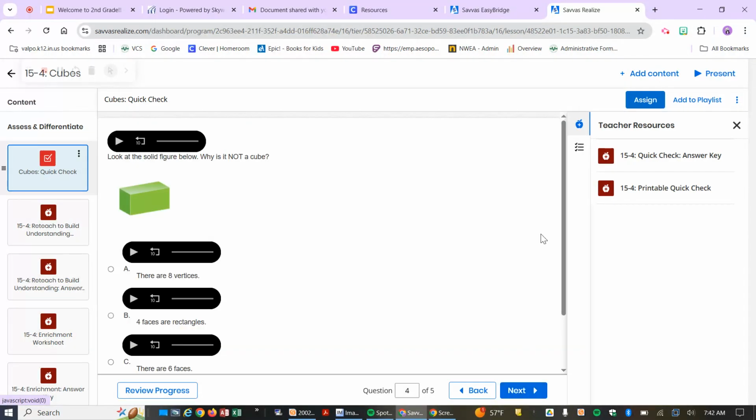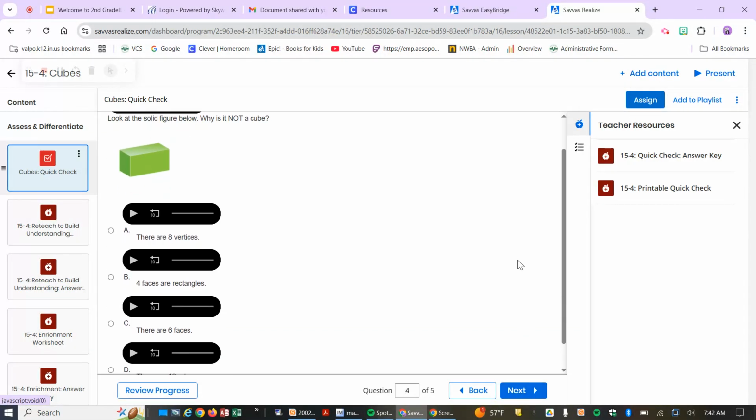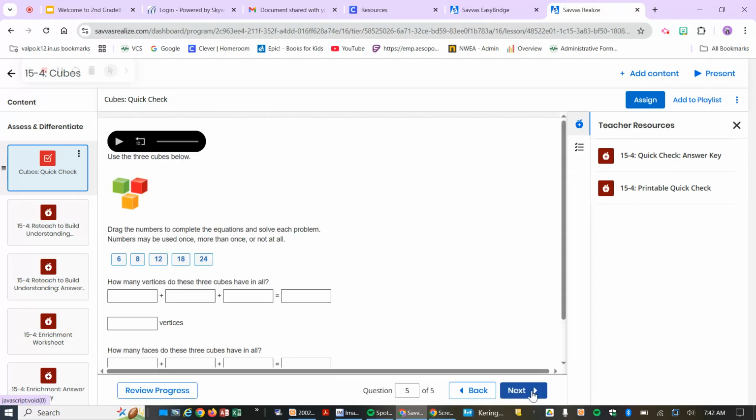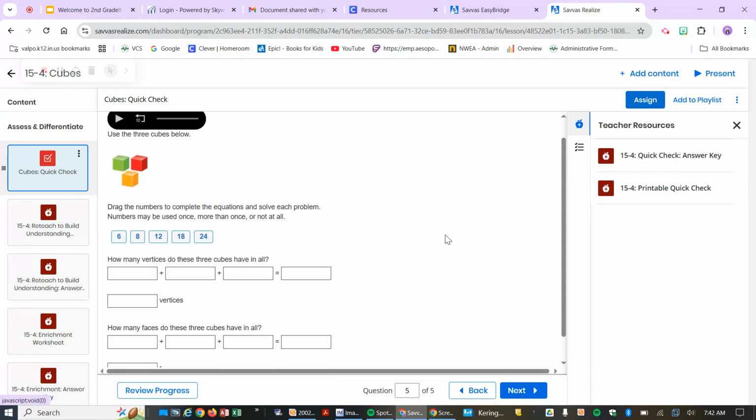Number 3, look at the solid figure below. Why is it not a cube? Remember, a cube has 6 faces that are all squares. And number 5, use the 3 cubes below. Now this one asks you to do a little bit of math. I suggest using a whiteboard. It says drag the numbers to complete the equations to solve each problem.